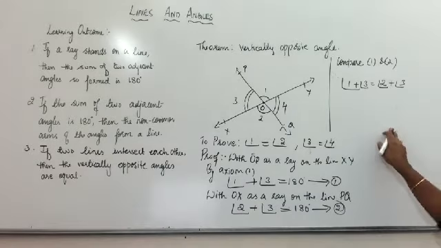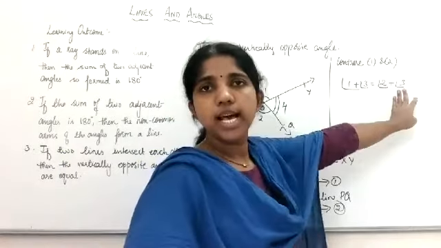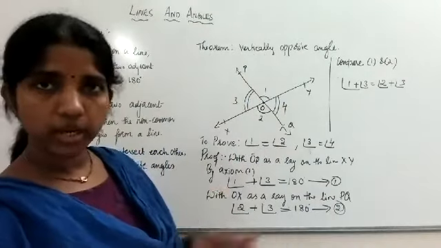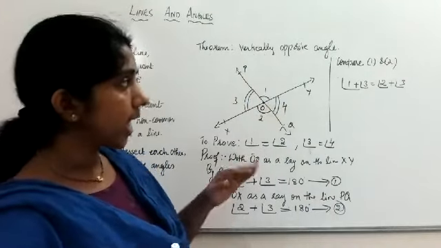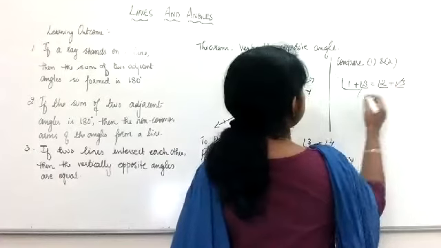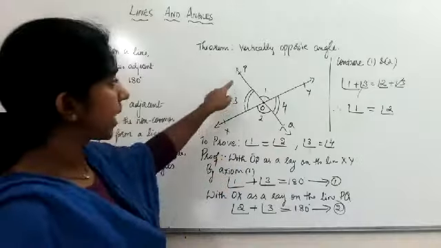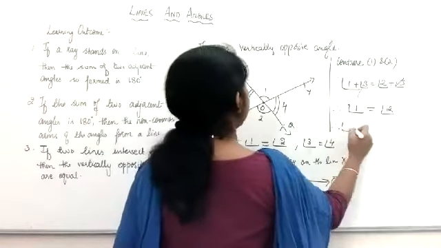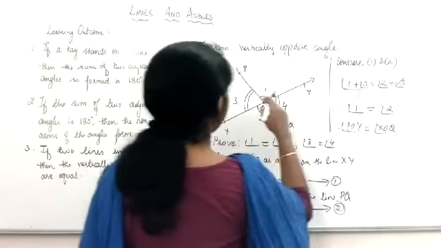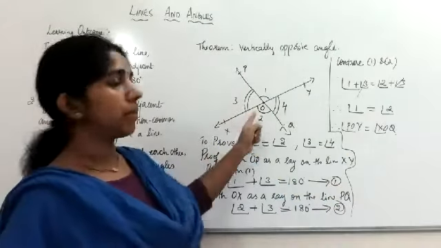So what do we have here? Angle 1 plus angle 3 is equal to angle 2 plus angle 3. Now we look at this expression. Angle 3 is present on both the left side and right side, LHS and RHS, so I can cancel this. Therefore, angle 1 is equal to angle 2. So what is your angle 1? Angle 1 is POY. Therefore, angle POY is equal to angle XOQ. Therefore, we have found that vertically opposite angles are equal.